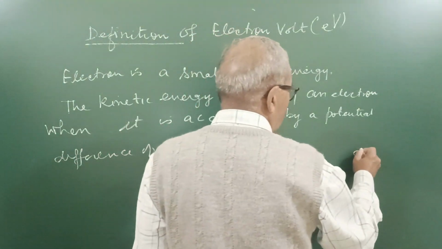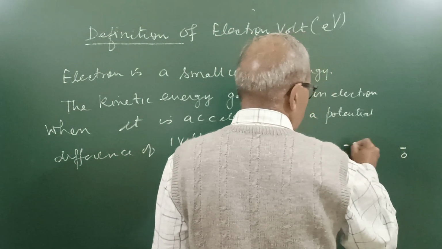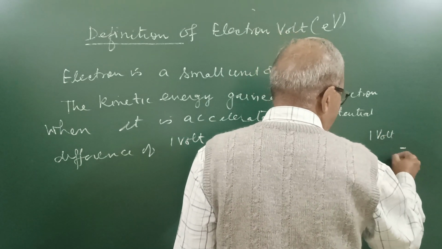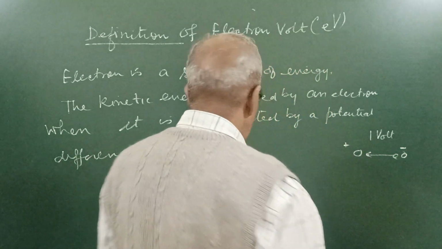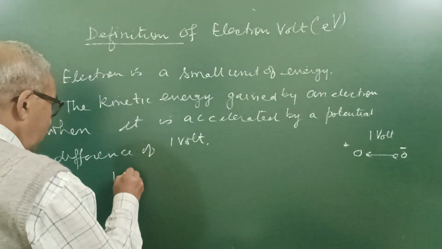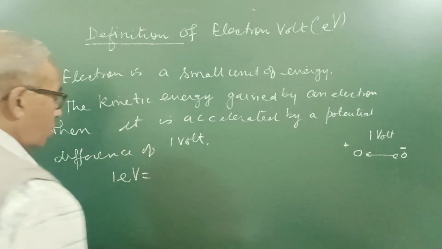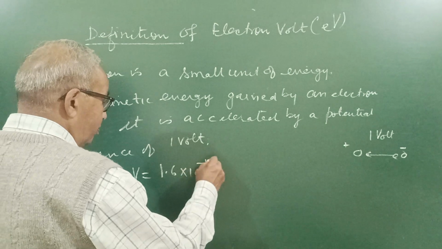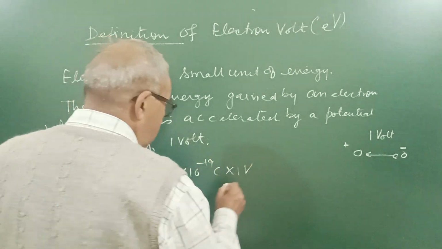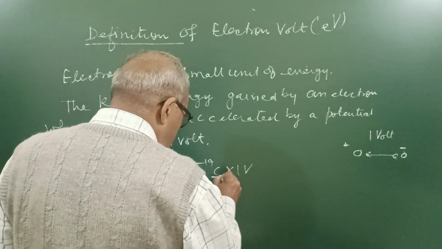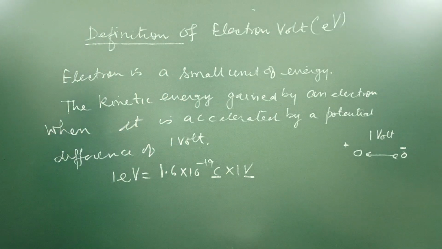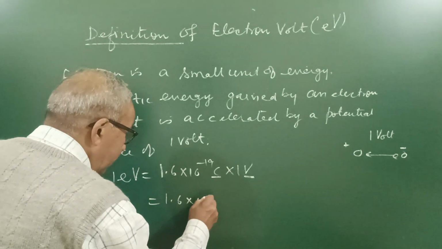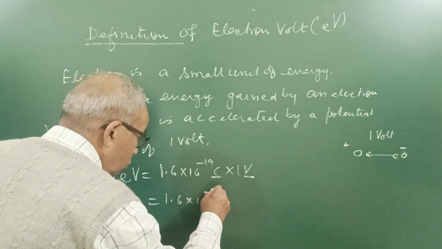Suppose here there are 2 points, negative, positive, and there is 1 volt potential. If we leave an electron, it will accelerate this way. So 1 eV is equal to the charge of electron, 1.6 × 10⁻¹⁹ coulomb, into 1 volt. Coulomb into volt is equal to joule. So it is 1.6 × 10⁻¹⁹ joule.